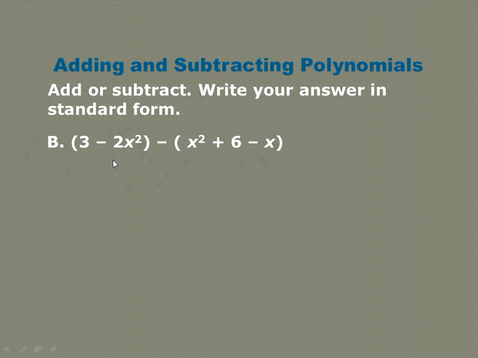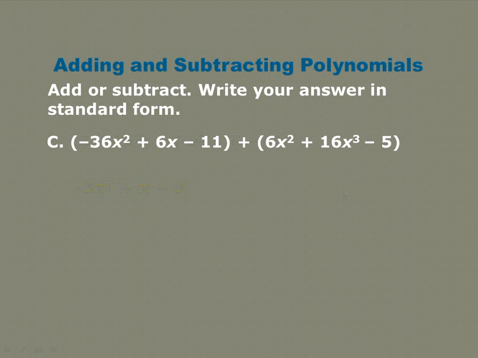I have negative 2x squared minus x squared, so that would be negative 3x squared. Then we're looking for our x's. I have a negative x here, but when I distribute this, it becomes a positive x. And then finally, we need constants. So I have 3 minus 6, which would be negative 3.